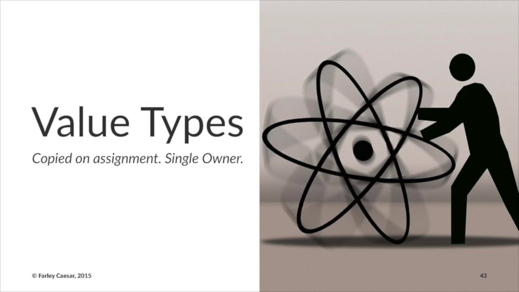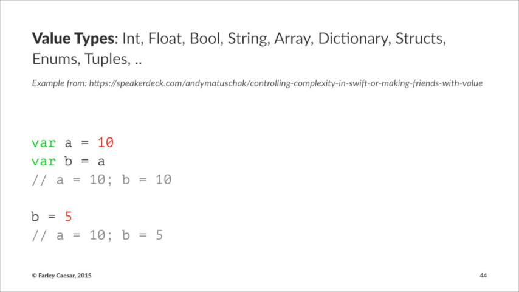But what it means is that all of these types kind of act in this way, and this is an example with an integer. So if you have A, which is a variable that has the value 10, you have B, which is basically the same value as A, right? So A and B now have 10. If you change B to 5, then A will have 10 and B will have 5, right? That makes sense, right?